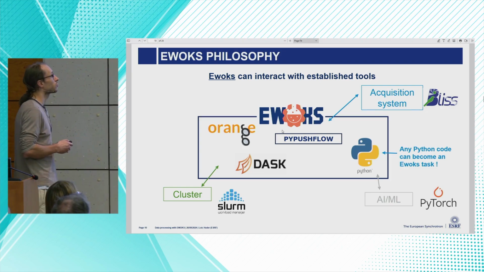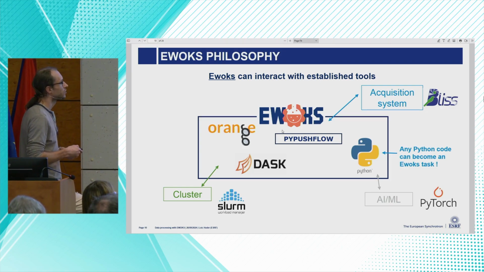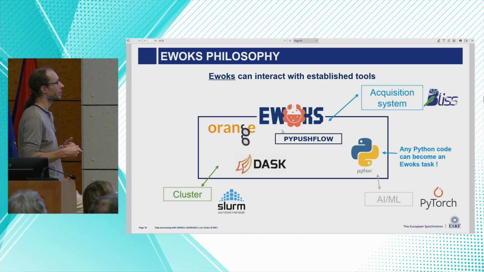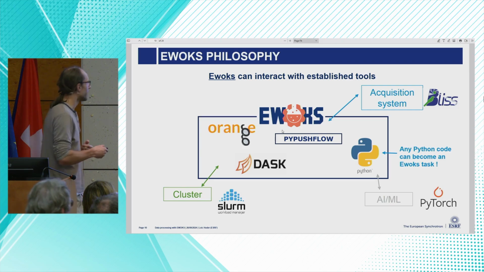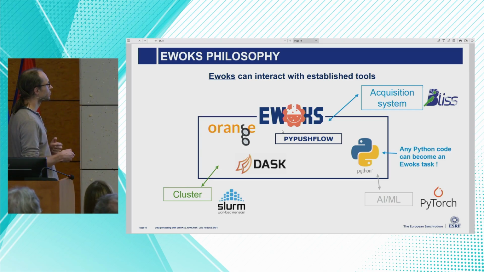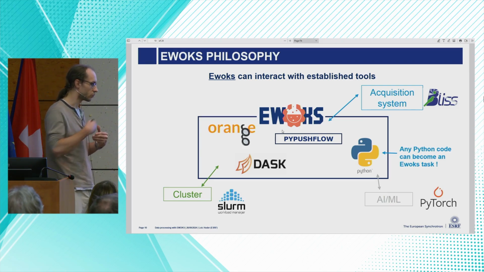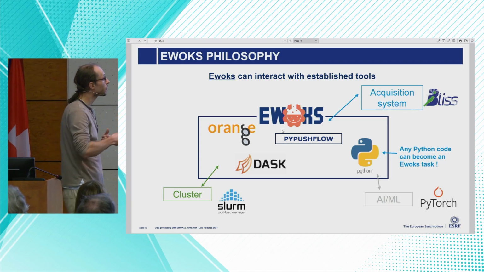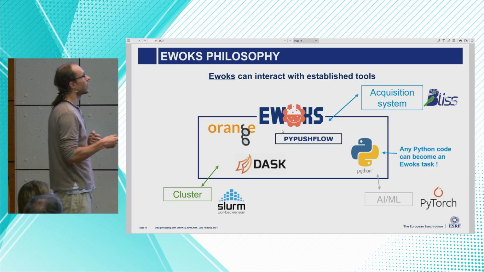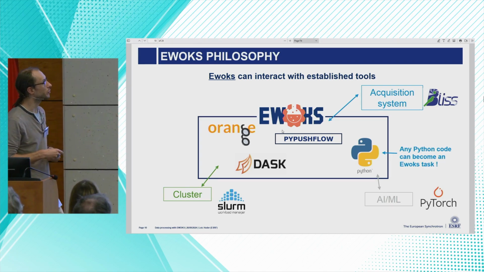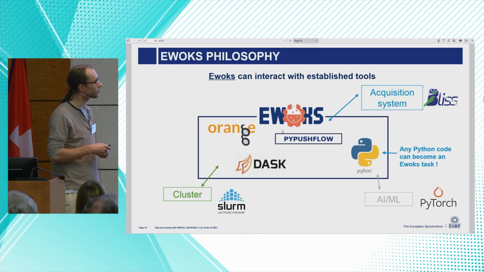eWorks also interacts with established tools. I'll just show you that any Python code can become an eWorks task, so, mandatory mention of AI and machine learning. Then we can also interact with the Slurm cluster to schedule workflows on the cluster. And it can also interact with our acquisition system, which is also Python-based, called Bliss, at the ESRF.